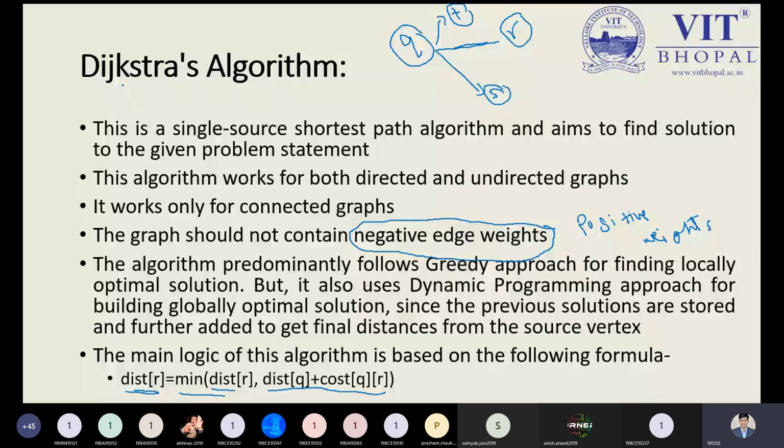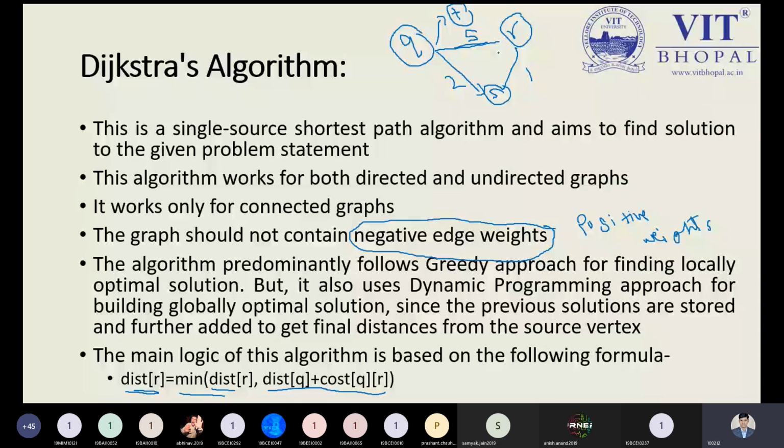Why two-dimensional? Suppose you have the distance qr as 5. Now you have the cost from q to r. What cost do we have? 5. Can we say the cost between q and r is 5? It is written on the slide. Please see the slide.